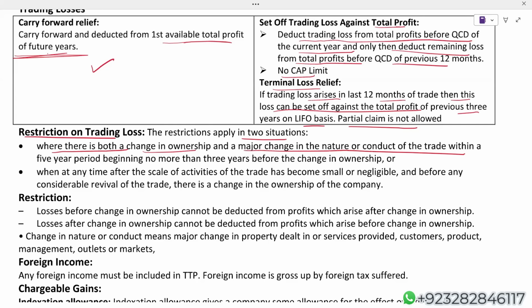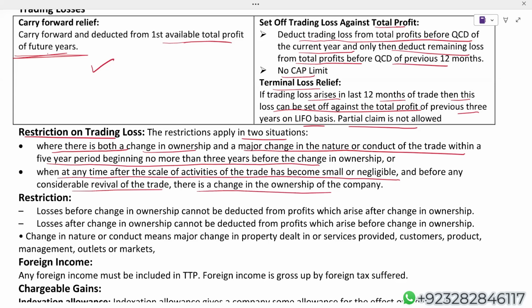Where there is both a change in the ownership and a major change in the nature or conduct of the trade within a 5-year period, beginning no more than 3 years before the change in ownership, or when at any time after the scale of activities of the trade has become small or negligible, and there is any considerable revival of the trade, there is a change in the ownership of the company.